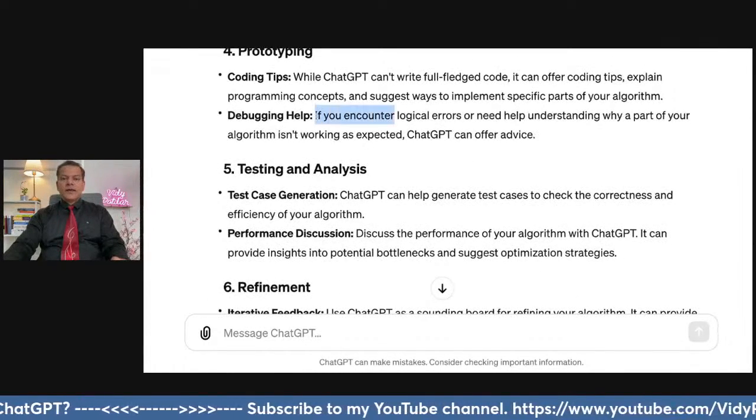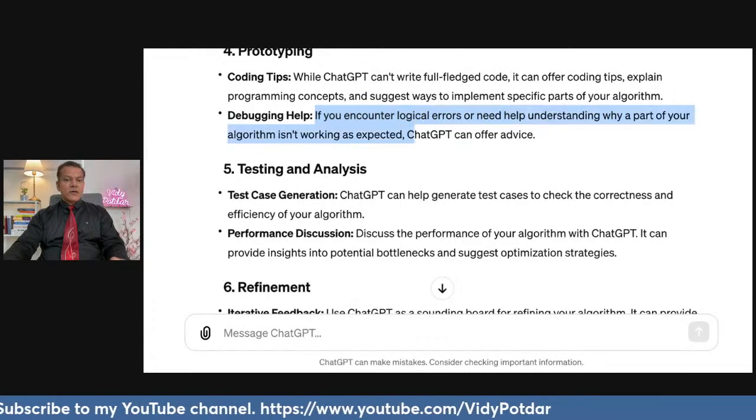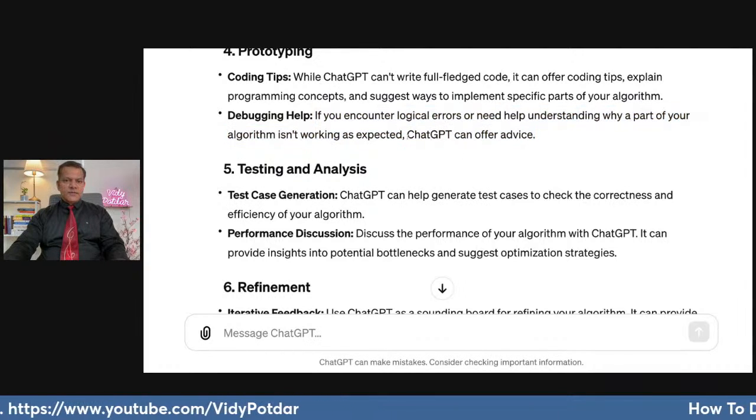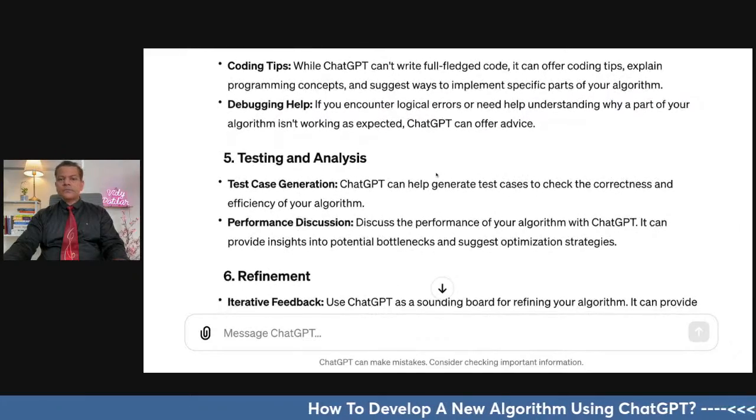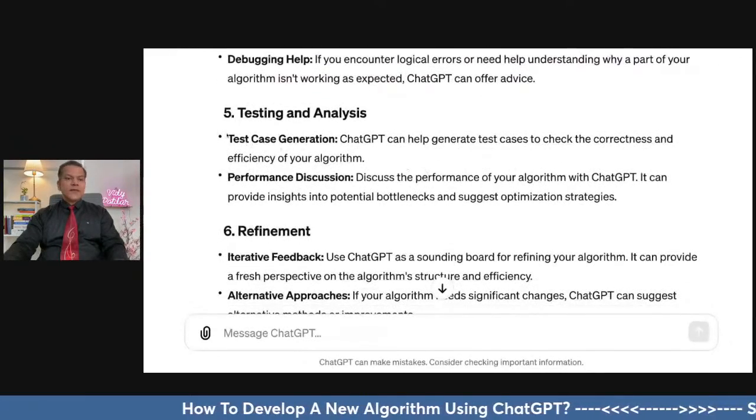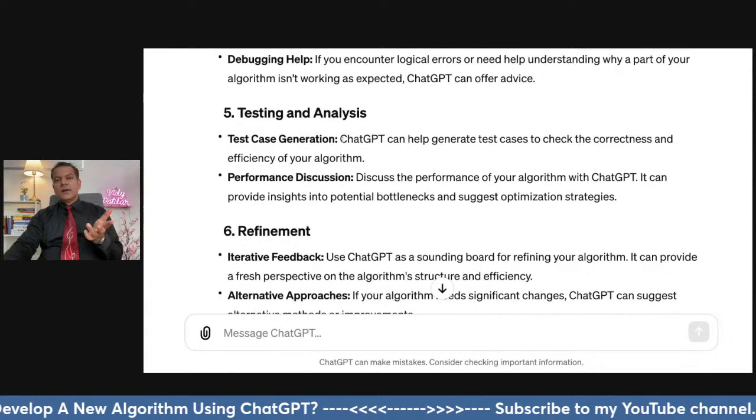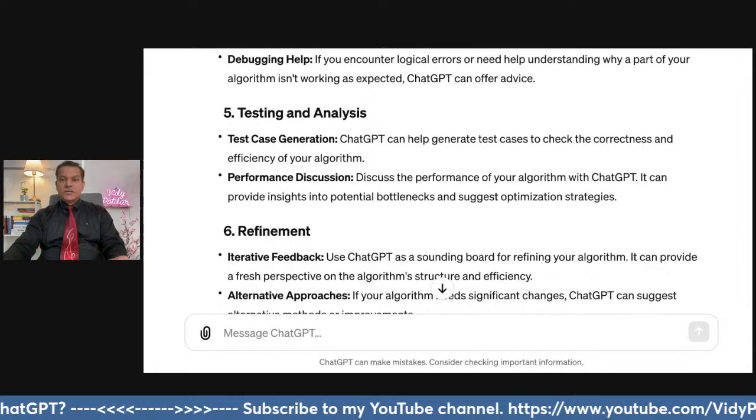Debugging help. If you encounter logical errors or need help understanding why a part of your algorithm isn't working as expected, ChatGPT can offer advice. So ChatGPT can also review the code and identify some loopholes or some bugs that you may have. Once that is done, test case generation, because you want to validate that your algorithm is working correctly, right? So you have to test it on various different situations.